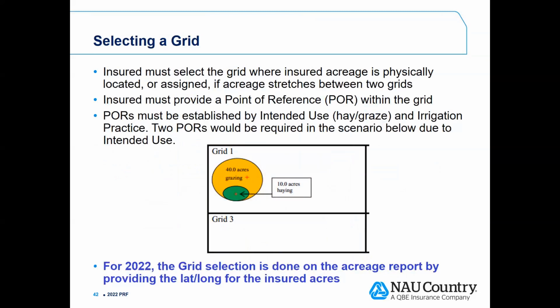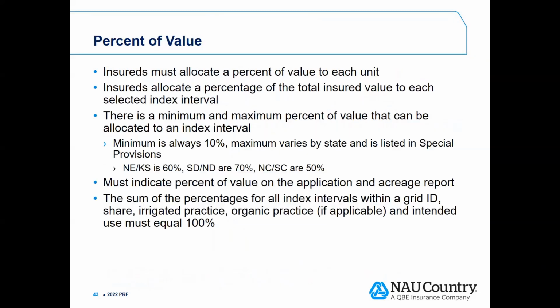All this is saying is this: in this particular instance, they have chosen two different practices within the same grid. So for your point of reference, you must have two, and that's what the little red plus signs are. In this instance, they have allotted ground in two different types, one grazing, one haying, and they have given us a point of reference for each, one haying, one grazing. So just something to remember. Points of reference are being hit on in reviews right now.